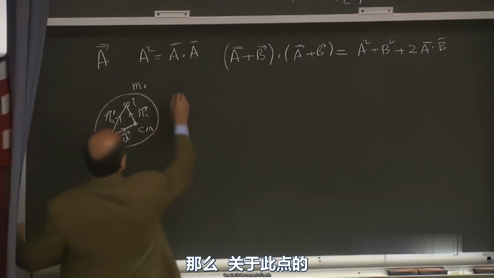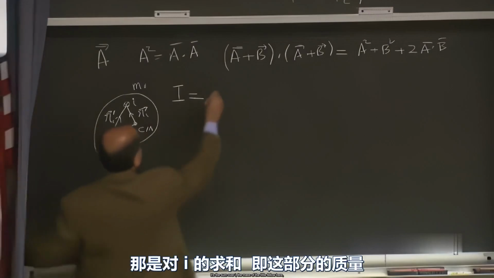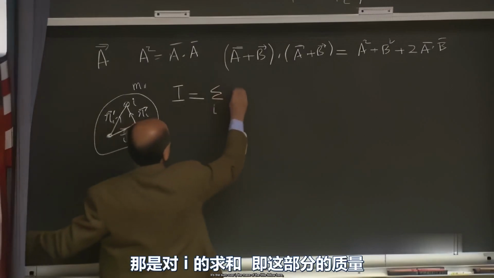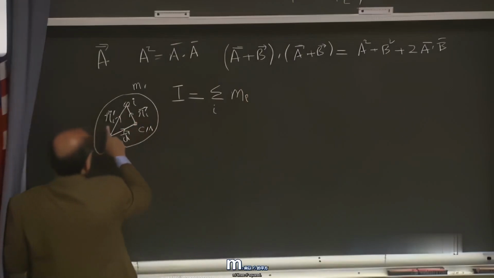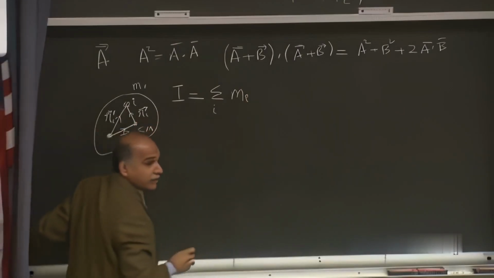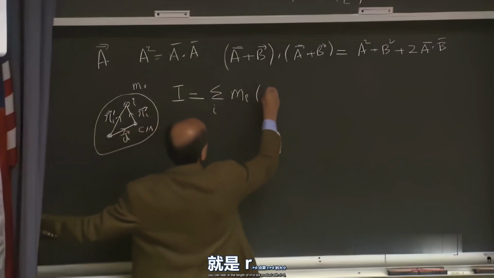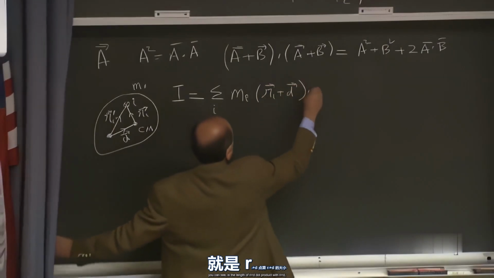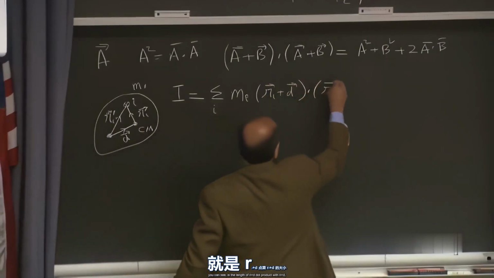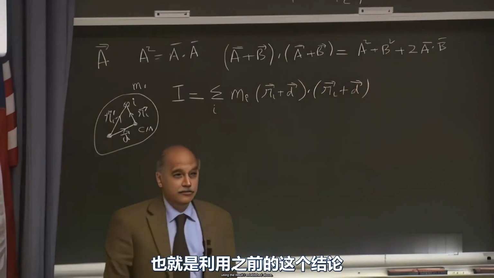So what is the moment of inertia I'm trying to calculate with respect to this point? It is the sum over i of the mass of the little fellow here, m_i, times R_i prime squared. But R_i prime squared, you can see, is the length of R_i plus D, dot product with R_i plus D, using this result I established above.